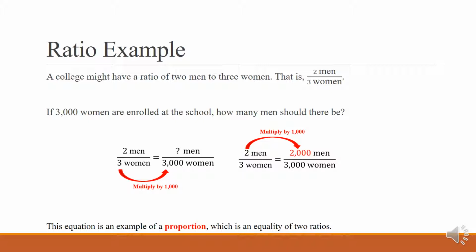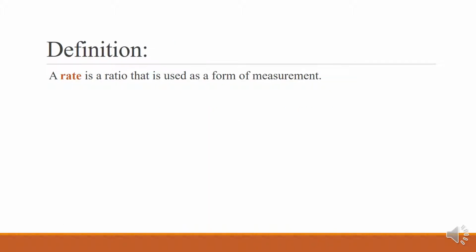This equation is an example of a proportion, which is where you have 2 fractions set equal to each other. So you have a fraction, an equal sign, and another fraction. Here's another definition. We use this definition all the time. We may just not know the formal definition of it. So it says, a rate is a ratio that is used as a form of measurement. A rate is going to involve 2 separate units of measure.